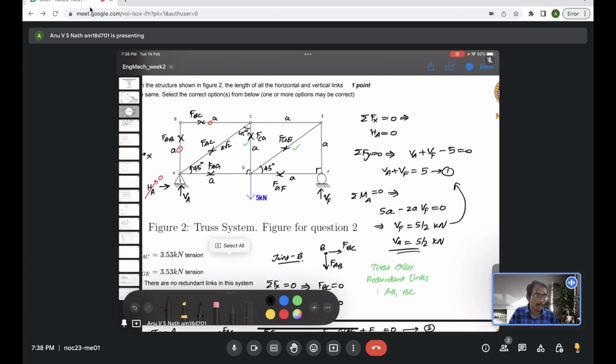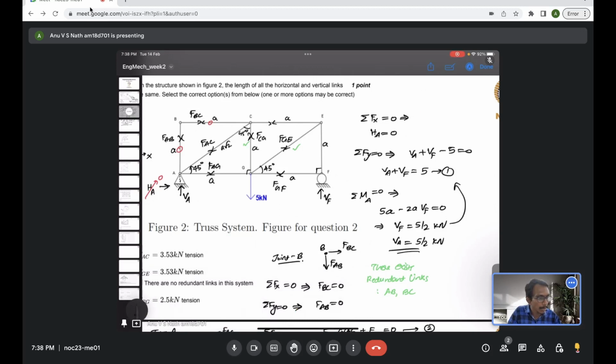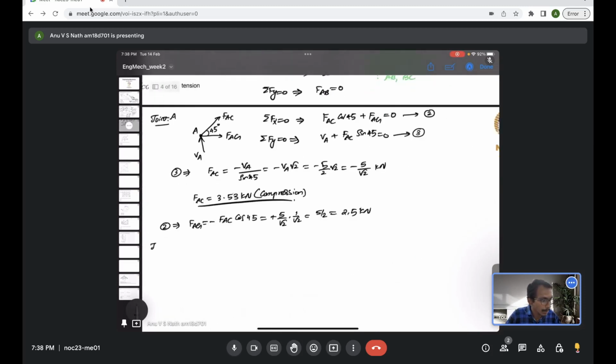FAC is already known. Now FCG and in this member FCE are the only unknowns. So 2 unknowns exist for the joint C. So we should be able to evaluate one of the unknowns, FCG, which we require. So we will now go to joint C.